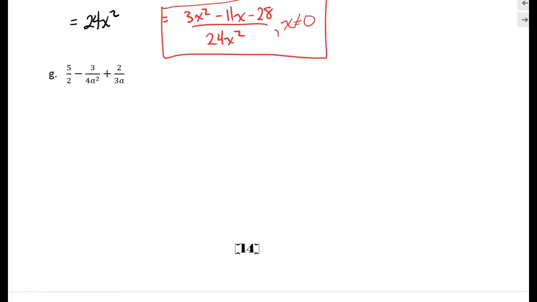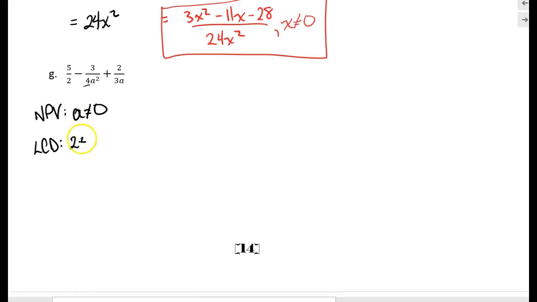Second last example. My non-permissible values. Again, because we're only dealing with monomials, we're ending up with a cannot be 0. My lowest common denominator becomes a little bit more complicated here. I need 2 2's to make 4, and I need a 3, and I need a squared. So that's going to be 4 times 3 is 12a squared. So that's what I'm trying to make. So I've got 5 over 2 right now, so I need to multiply by 6a squared in order to make that 12a squared.